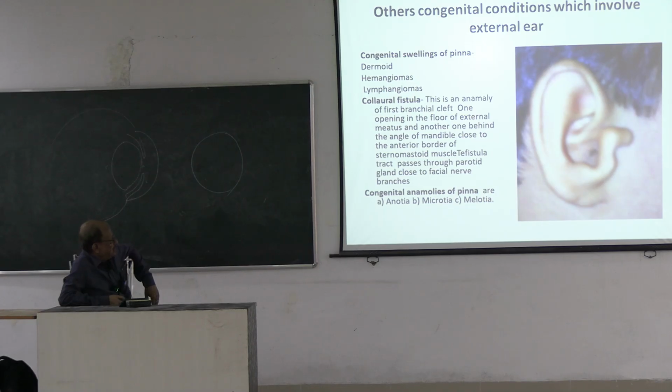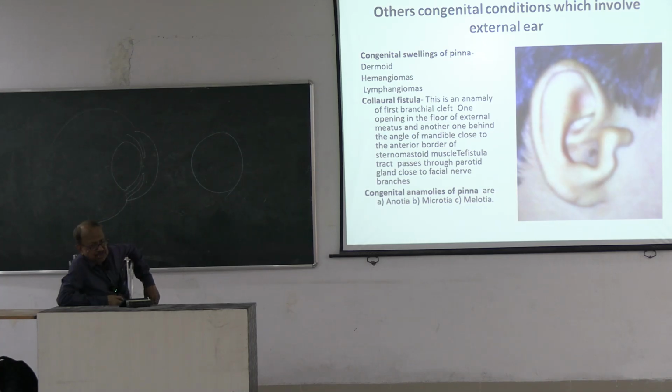Other congenital conditions which involve the external ear. What are the other conditions? Congenital swelling of the pinna, that is dermoid. It is another congenital cyst, dermoid cyst. In dermoid cyst, there are 3 germinal layers. You already heard in embryology: ectodermal, mesodermal, and endodermal. And in dermoid, there are remnants derived from ectoderm, mesoderm, and endoderm. All components may be present in dermoid cyst.